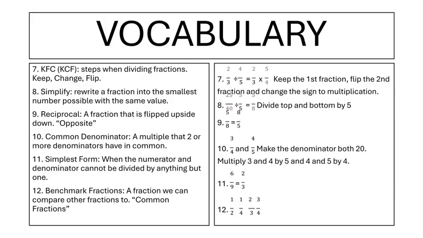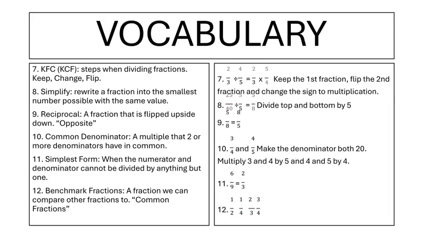These are the steps when dividing fractions. Keep, change, flip. Number 8 says simplify. Rewrite a fraction into the smallest number possible with the same value. You are basically creating a smaller equivalent fraction. Number 9 says reciprocal, a fraction that is flipped upside down.